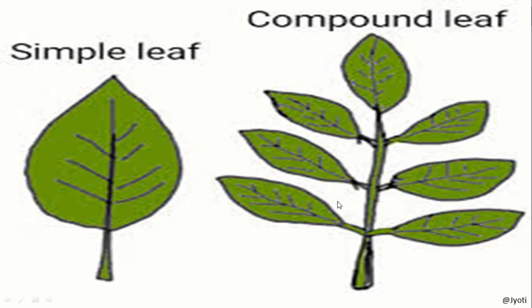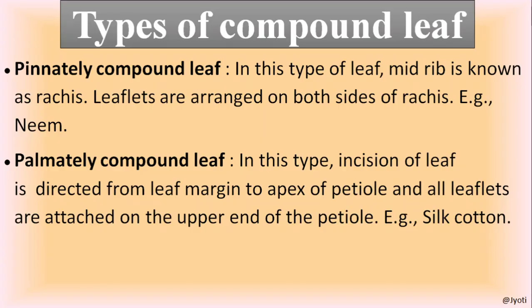So these are now known as leaflets. They are not leaves. So the entire thing is a leaf, and since the leaf lamina is divided into leaflets as the incision reaches up to the midrib, so they are called compound leaf. I think it is very much clear to you what is simple leaf and what is compound leaf. Now we'll discuss the types of compound leaf. The compound leaf may be pinnately compound or palmately compound leaf.